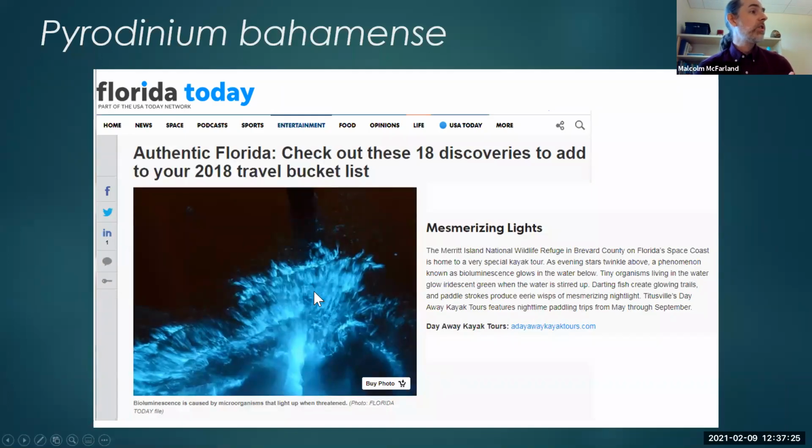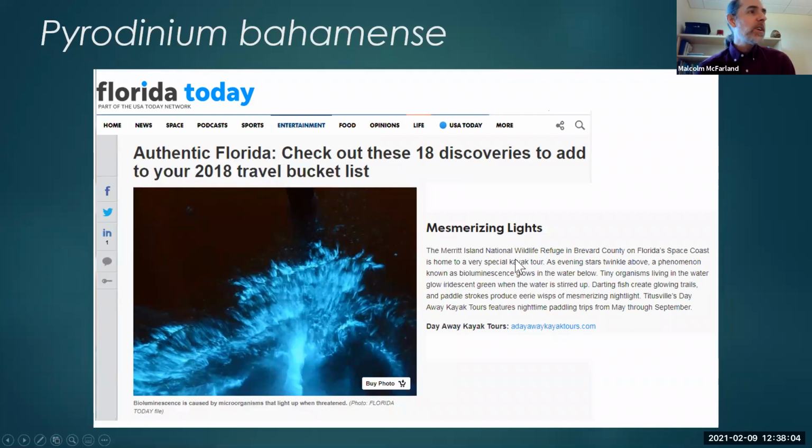So in this image, you can see the bioluminescence that's generated by this organism in the prop wash of a motorboat. And when it's disturbed in the water, when it's stirred up, basically it will flash. And at night, this can be a really impressive display. In fact, as you can see here, it's listed as something to put on your bucket list. And there are companies that are organizing kayak tours through these blooms at night.